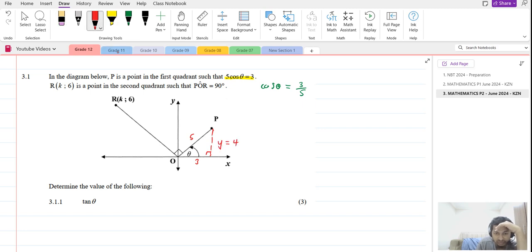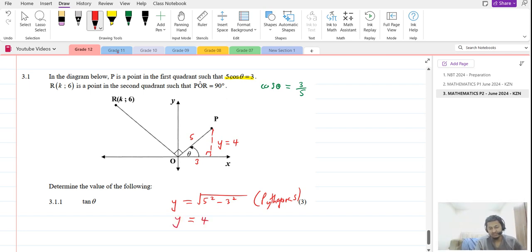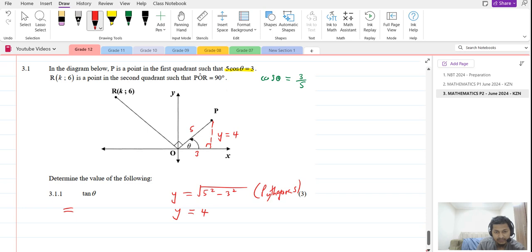So how do you solve this? You're going to say y is equal to square root of 5 squared minus 3 squared, and that's because of Pythagoras. Right, and y is equal to 4. Why are we saying the positive value? Because tan theta is in the first quadrant. Tan theta is opposite over adjacent, so 4 over 3. I hope you guys are understanding. Right, so simple CAST diagram problems. Moving on to the next one.